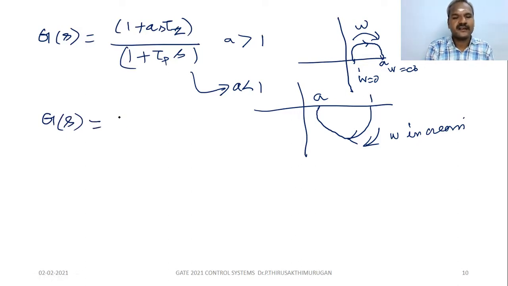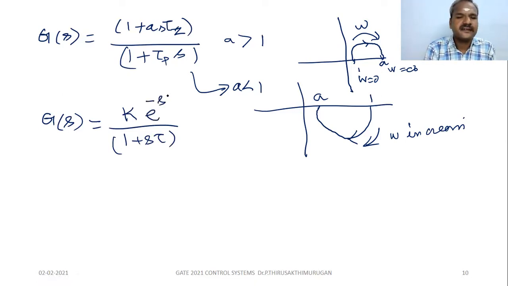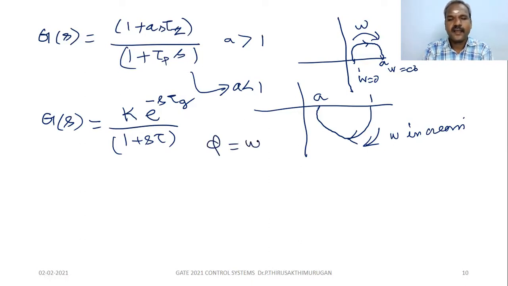Next, we see the system with the transportation lag. First order with the dead time. This is a first order system, k by 1 plus s tau, times e to the power minus s tau g. Tau g is the lag. So what is the phase angle of the system? Omega tau g. Understand?